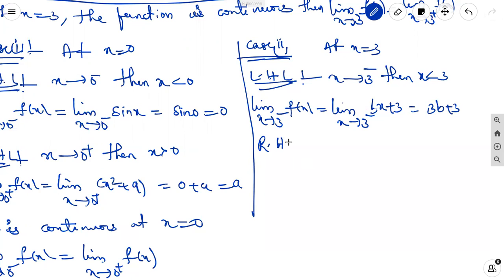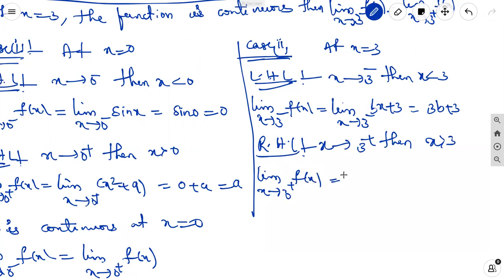And the RHL, at x tends to 3 plus, then x is greater than 3. Limit x tends to 3 plus f of x is equal to limit x tends to 3 plus of minus 3, equal to minus 3.